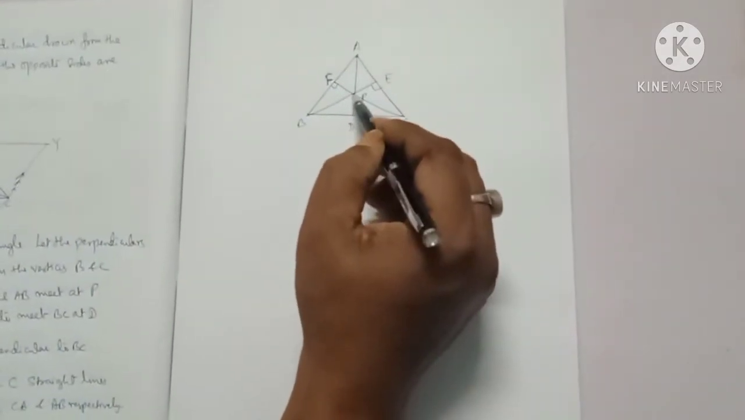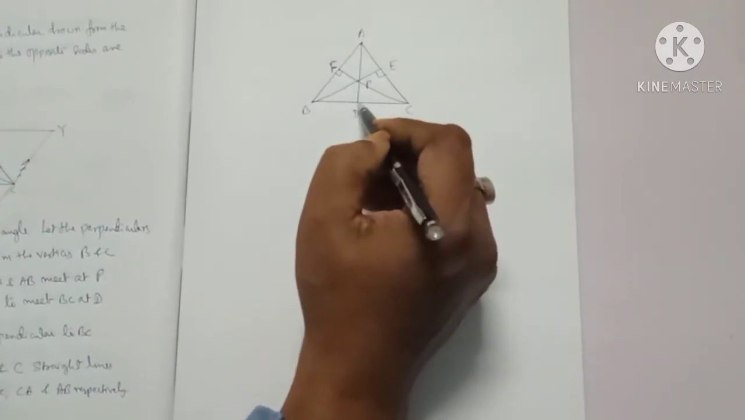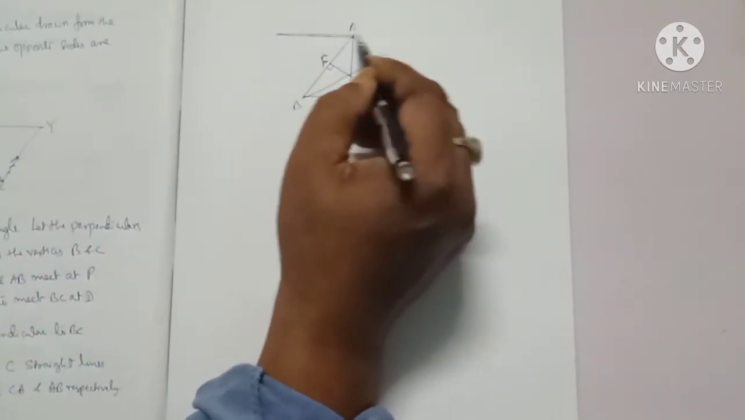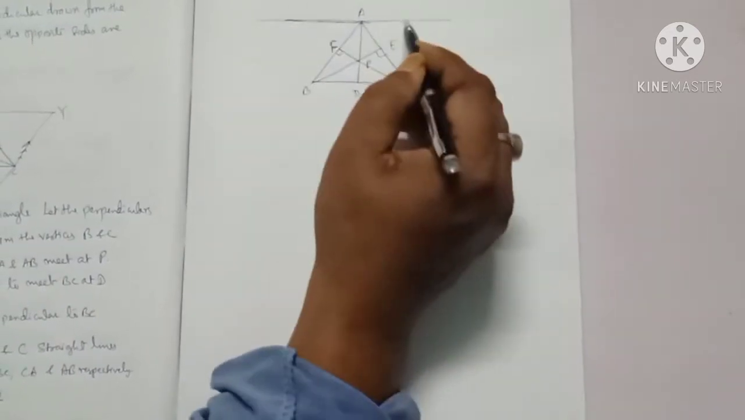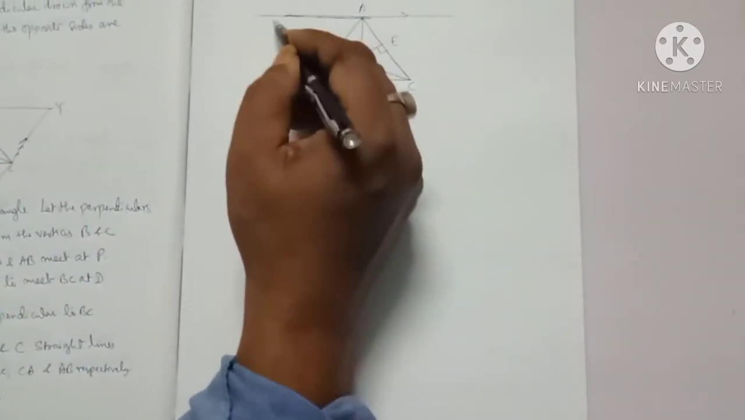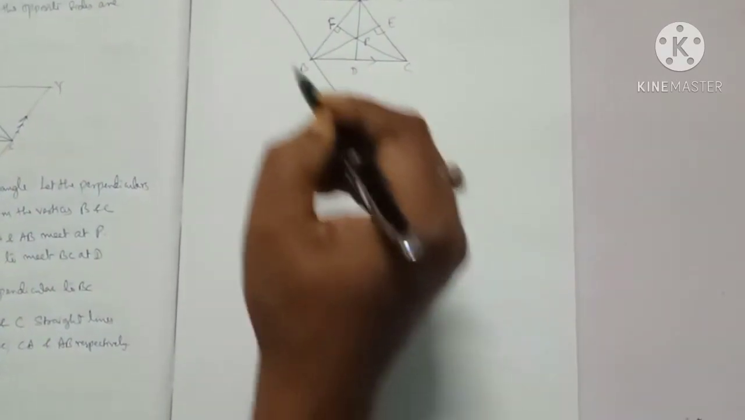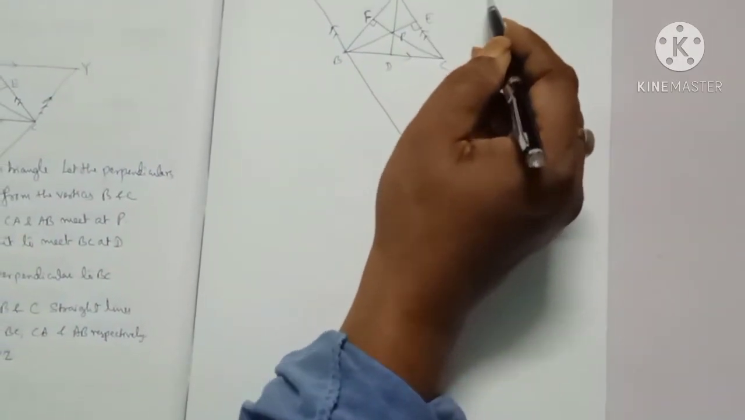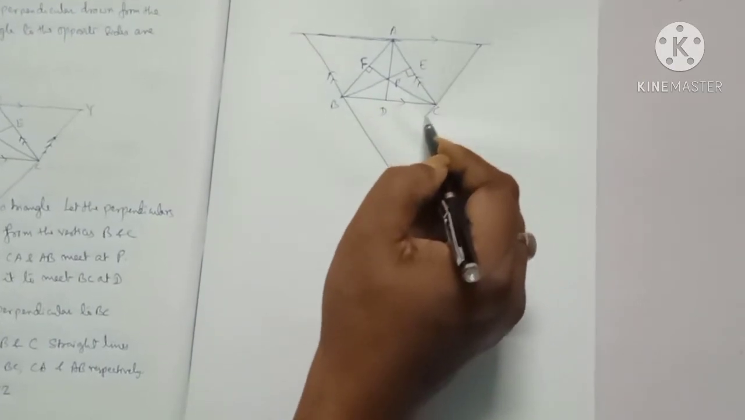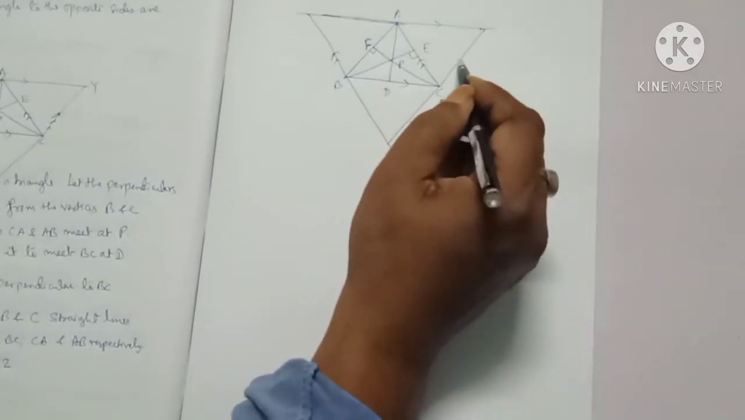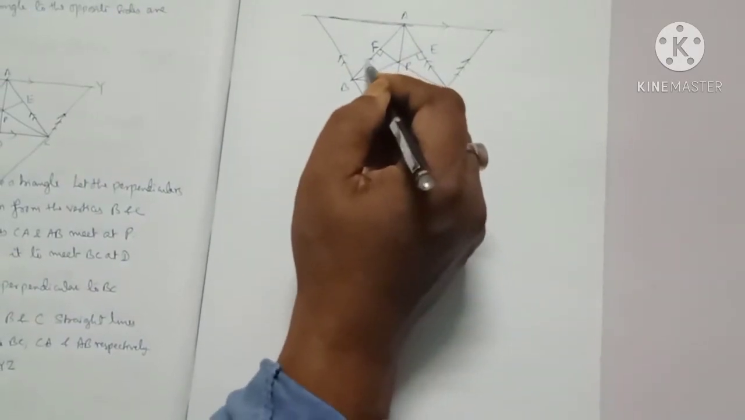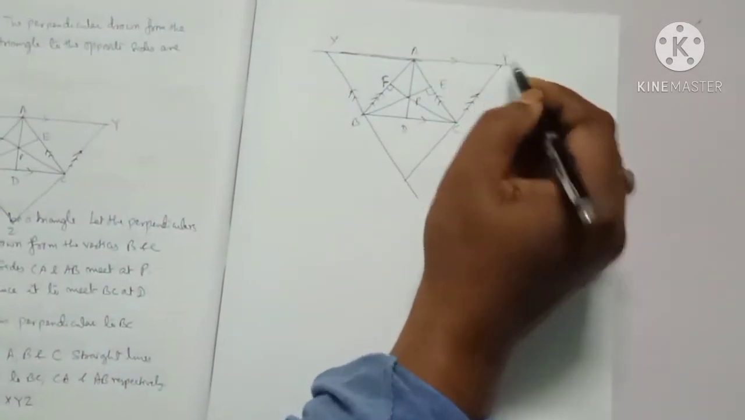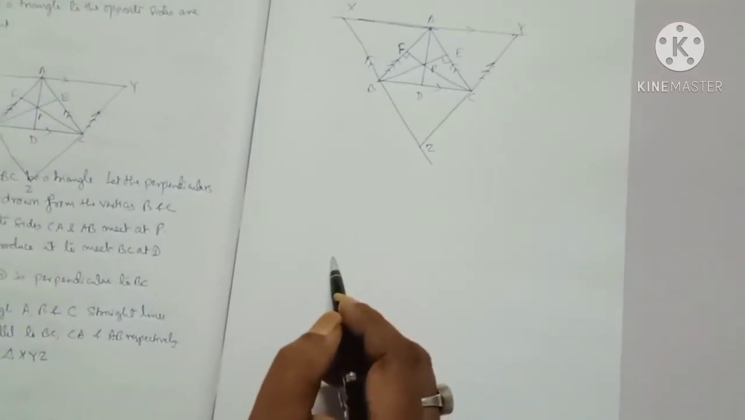Now AP is joined and is produced to intersect BC at D. Now through A a line is drawn parallel to BC, through B a line is drawn parallel to AC, and through C a line is drawn parallel to AB, and they intersect at X, Y and Z, and they form a triangle.